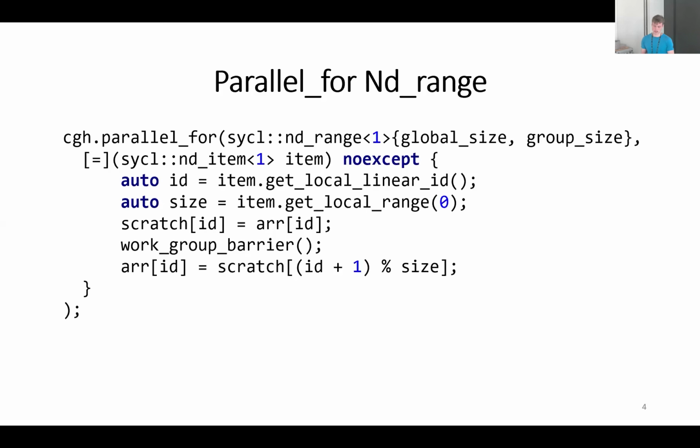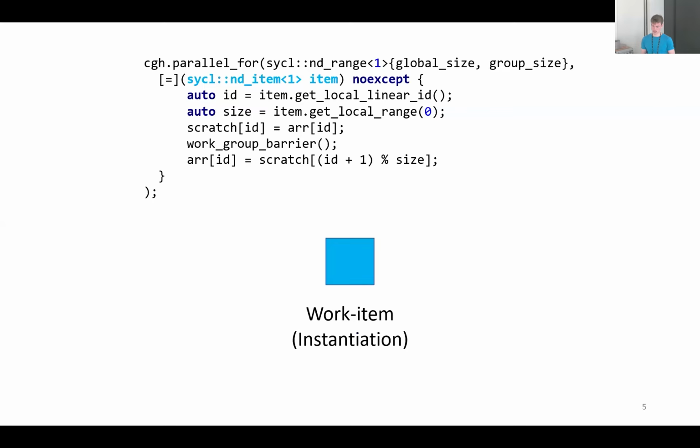Then SYCL supports a hierarchical SPMD model called the ND-range parallel_for execution model. In this model, you write a kernel, which is a scalar function that gets instantiated multiple times, and all these instantiations differ only in a single input parameter. These instantiations are called work items in SYCL.